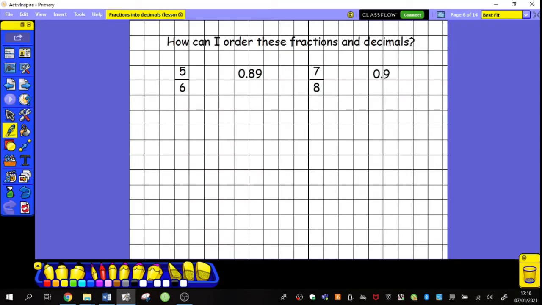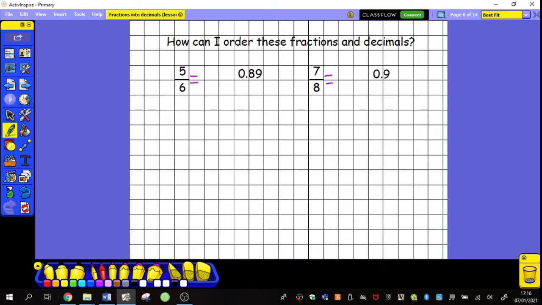Okay, task 2 then. How can I order these fractions and decimals? The first thing I need to notice is that I've got a mixture of fractions and decimals, and that makes it really hard to order. I need to either make them all fractions or all decimals. At this stage, I haven't taught you how to turn a decimal into a fraction, so I'm going to have to turn the fractions into decimals. So I need to know what 5/6 is as a decimal, and then what 7/8 is as a decimal. Once I have them as decimal numbers, I can use my knowledge of ordering numbers and decimals to answer the question. So the first thing, 5/6.